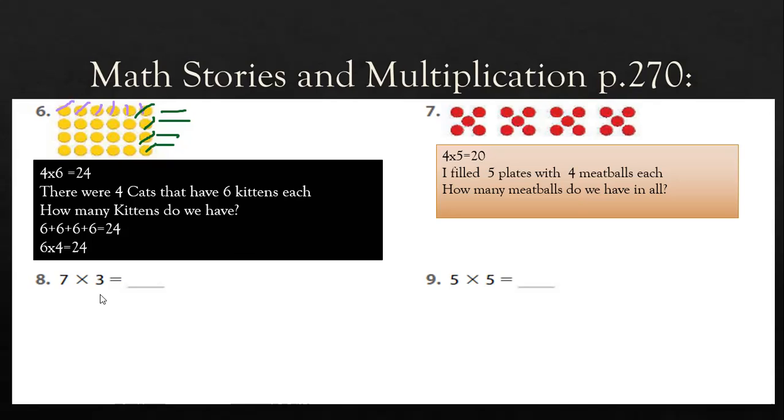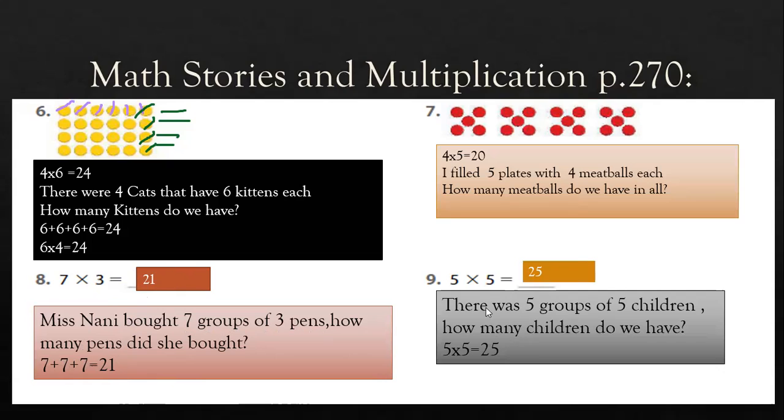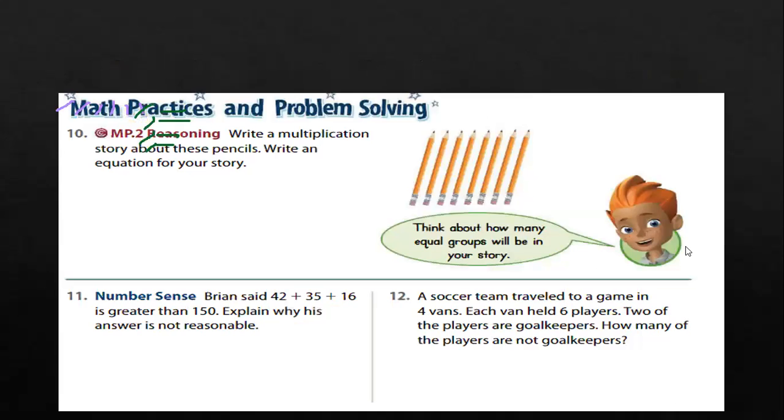Number 8, 7 multiplied 3 equals what? Equals 21. Miss Nanny bought 7 groups of 3 pens. How many pens did she buy? 7 plus 7 plus 7 equals 21, or of course 7 multiplied 3. Here I have 5 multiplied 5, and my answer is 25. And my story is there were 5 groups of 5 children. How many children do we have? 5 multiplied 5 equals 25.